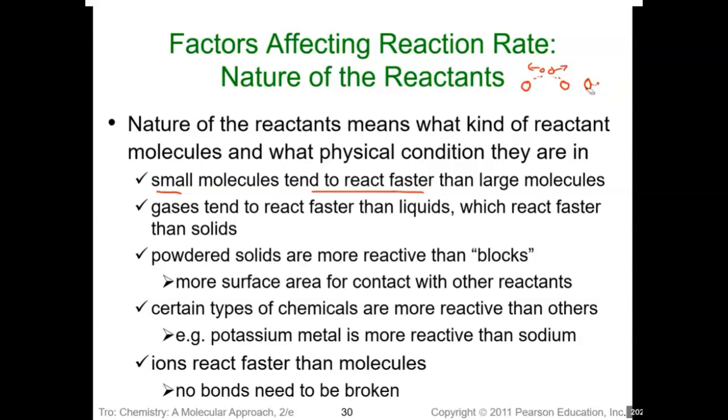So smaller molecules will tend to react faster because they're more likely to be in that right orientation. So gases tend to react faster than liquids. Again, gases move quicker, right? So therefore they're more likely to have enough energy to collide with each other. Powdered solids are more reactive than blocks, again, because there's more surface area for them to hit each other. And then certain metals are more reactive than others, and we'll talk more about this. And then ions tend to react faster than molecular compounds because with ions, we don't have to break those molecular bonds.